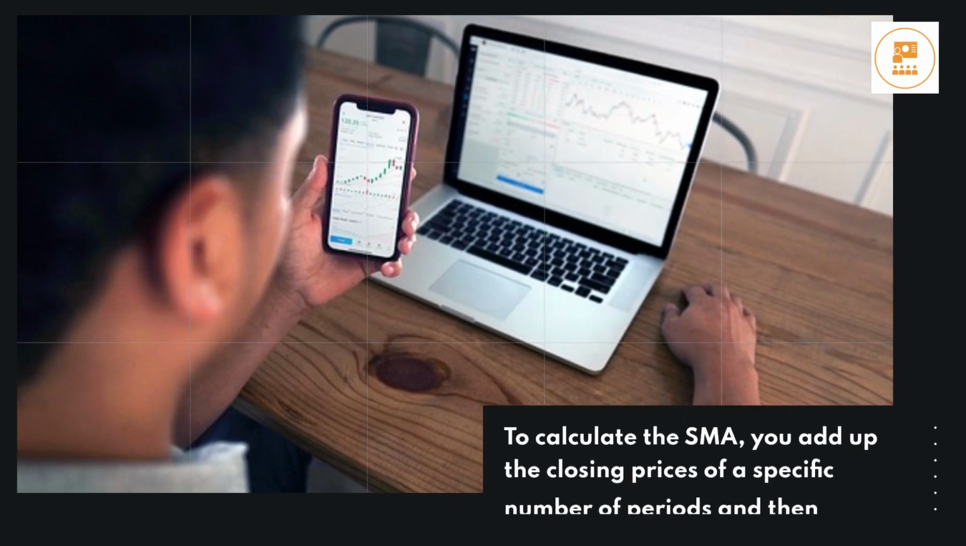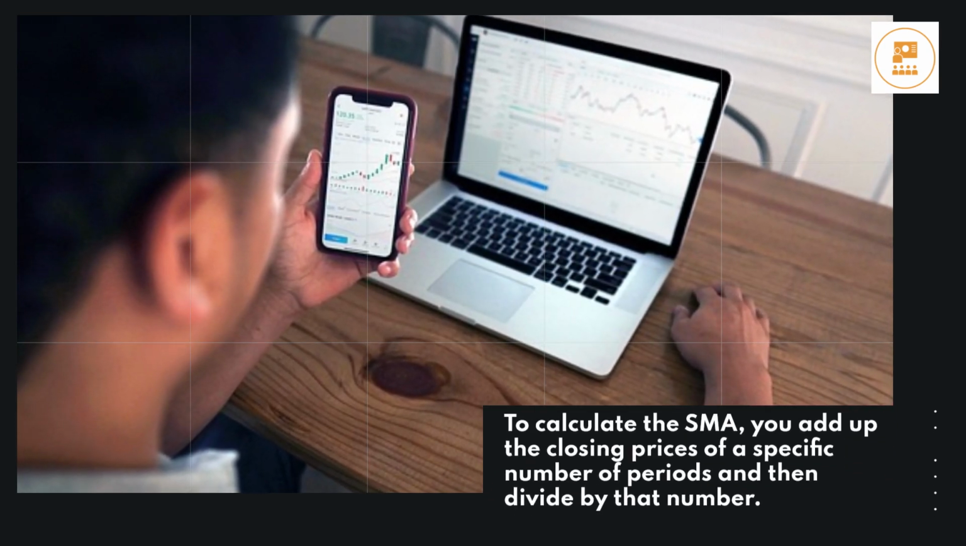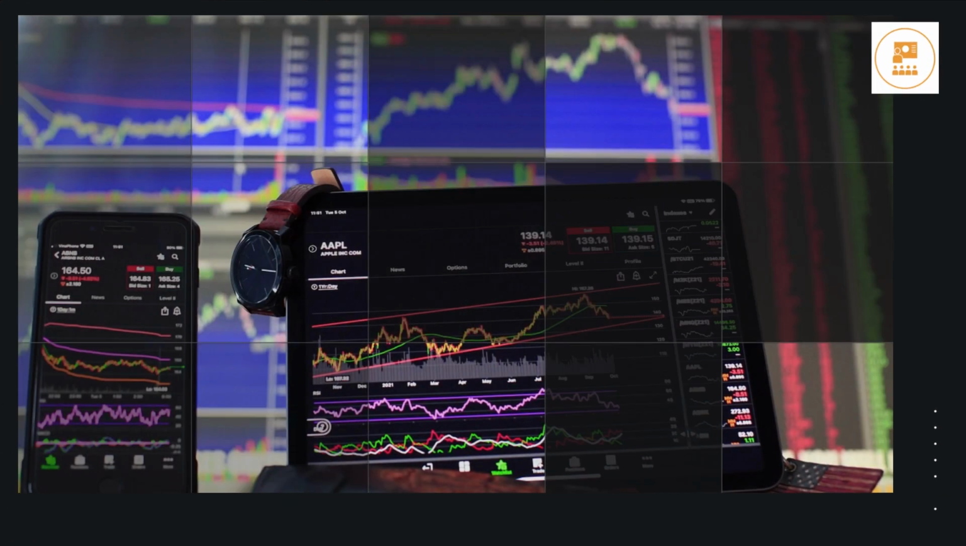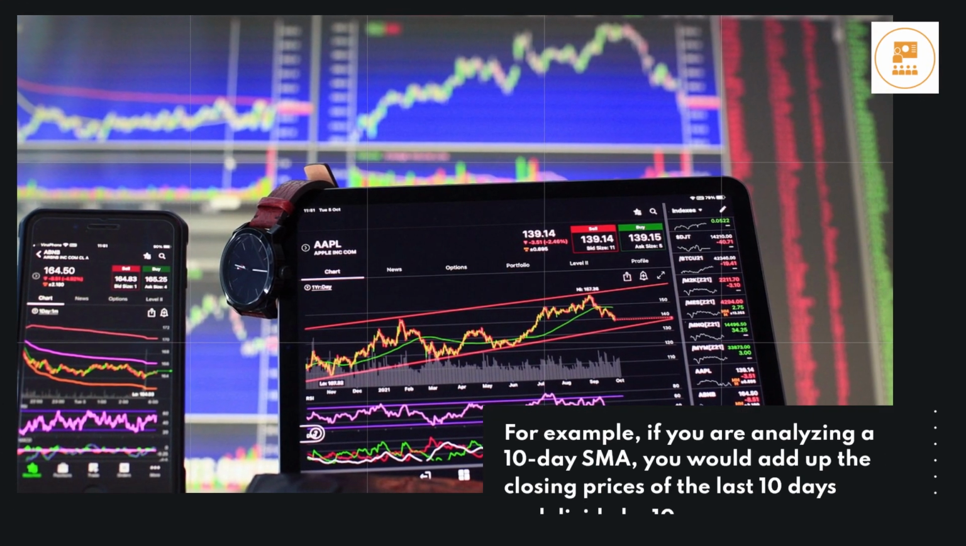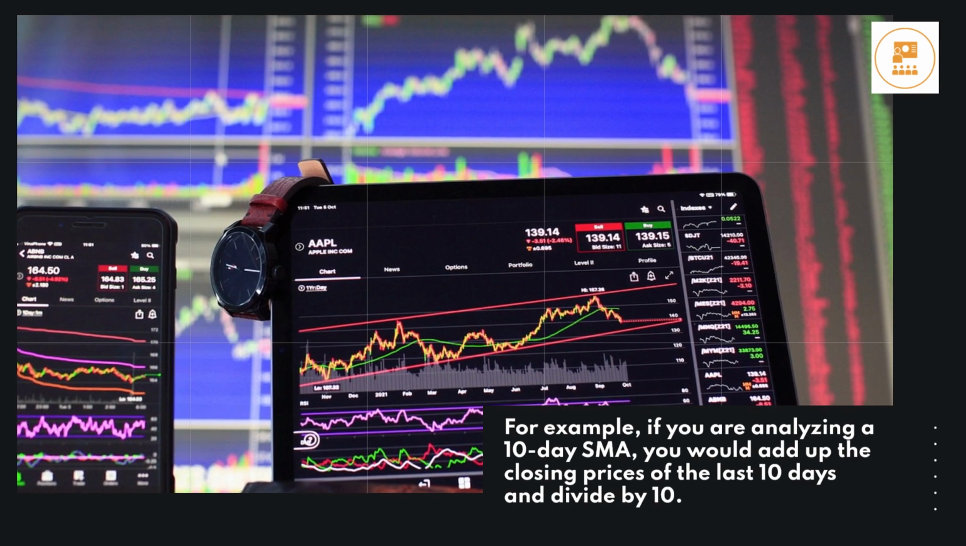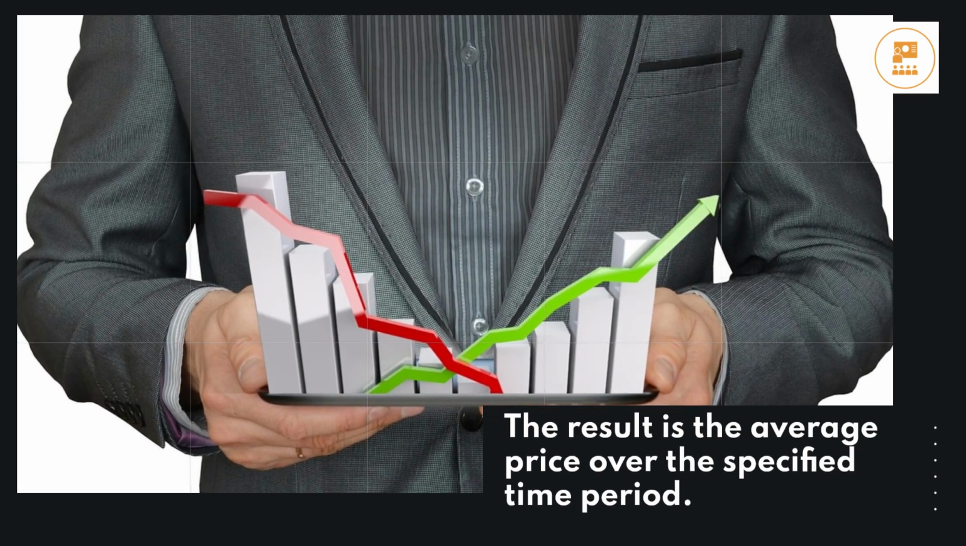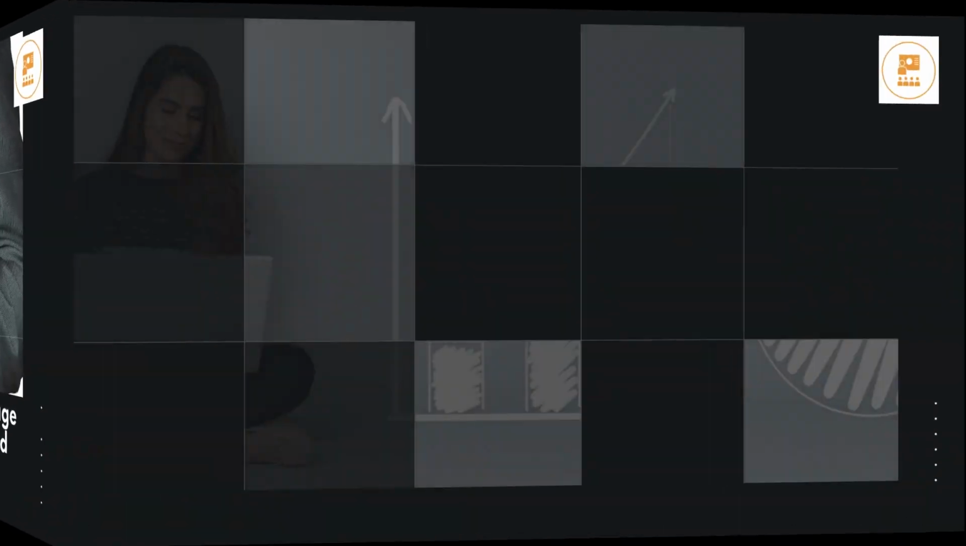To calculate the SMA, you add up the closing prices of a specific number of periods and then divide by that number. For example, if you are analyzing a 10-day SMA, you would add up the closing prices of the last 10 days and divide by 10. The result is the average price over the specified time period.